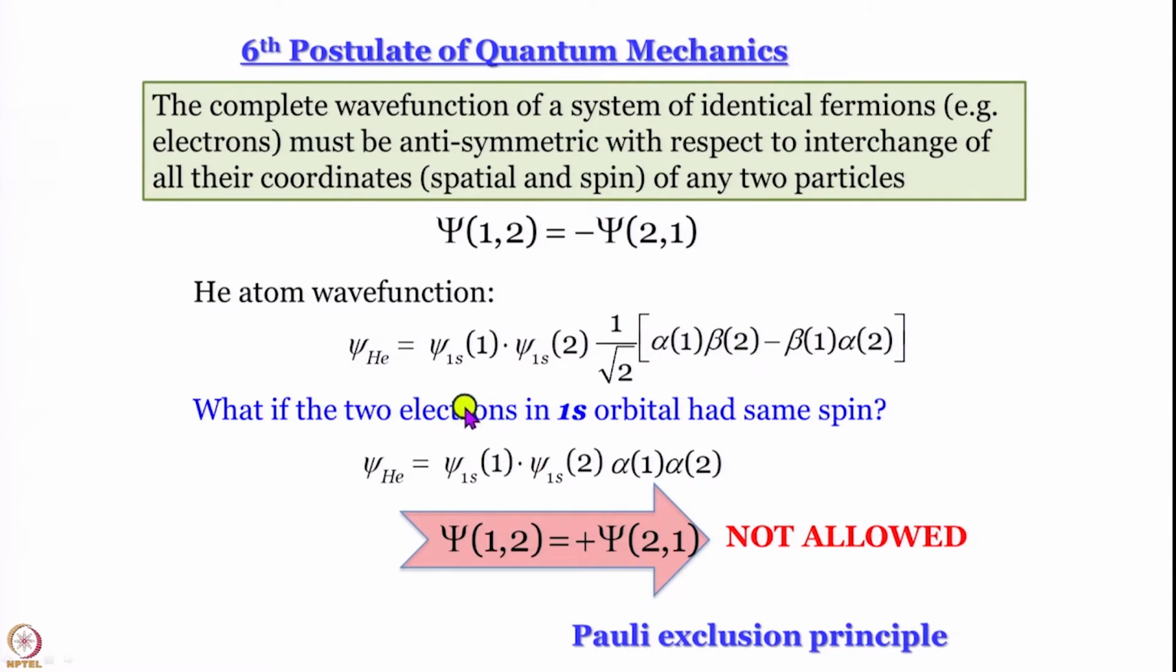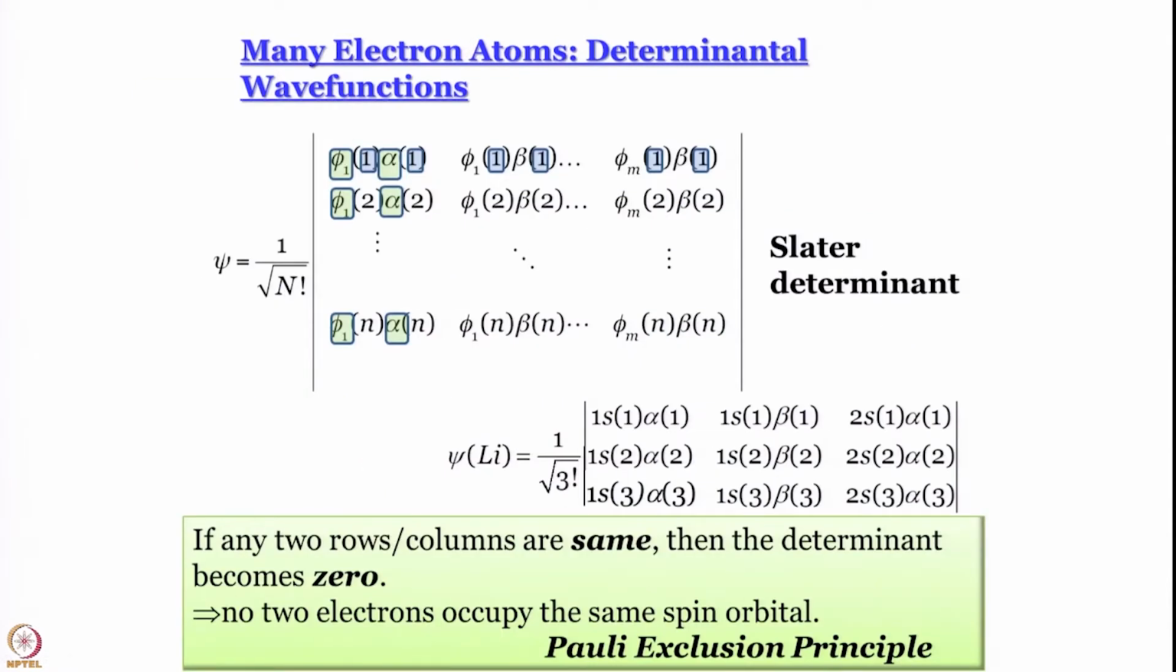So, what we are saying then is that if the 2 electrons in one s orbital had the same spin, we would end up getting the function psi 1s(1) psi 1s(2) multiplied by alpha 1 alpha 2, which gives us psi of 1 2 equal to psi of 2 1. It is not allowed. That is what leads to the Pauli exclusion principle, and we have taken this idea forward a little more by looking at Slater determinants of bigger atoms as well. This is where we stopped in the last module.